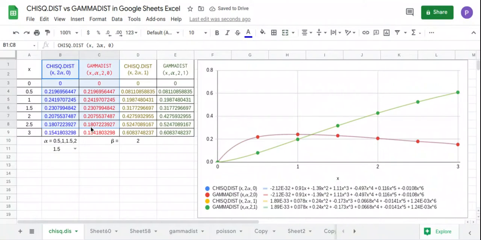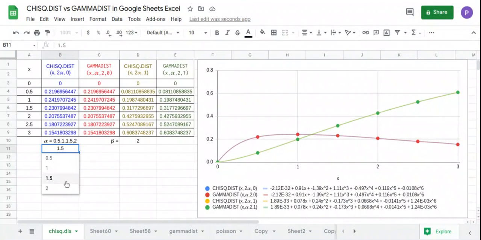At alpha equals 1.5, this area corresponds to this curve and the polynomial. This dataset corresponds to the yellow and the green, while the red and the blue correspond to this polynomial.